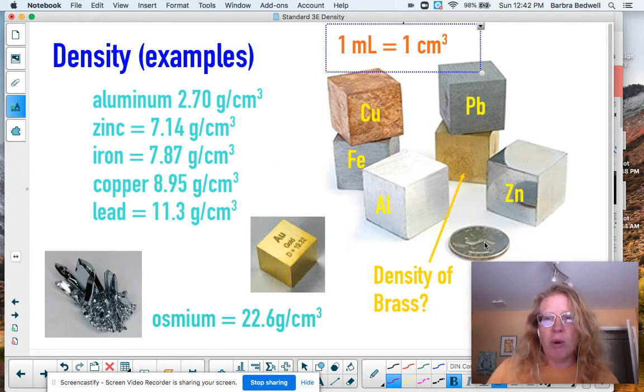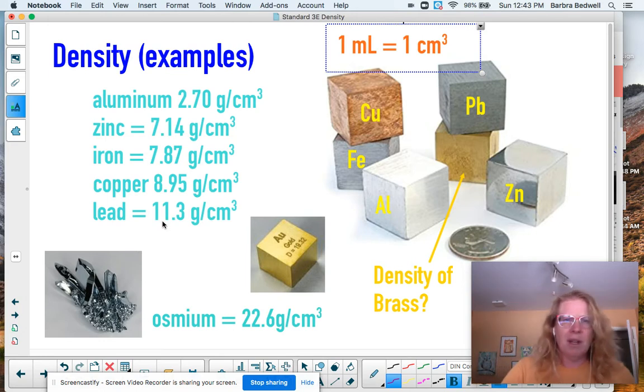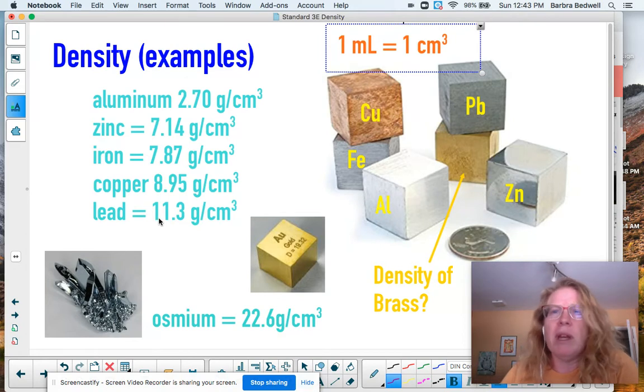This quarter weighs between 5 and 10 grams, just to give you some idea. And then something like lead is particularly heavy. It's several times what aluminum is, like 3 times, almost 4 times what aluminum is. It's 11.3 grams per cubic centimeter.